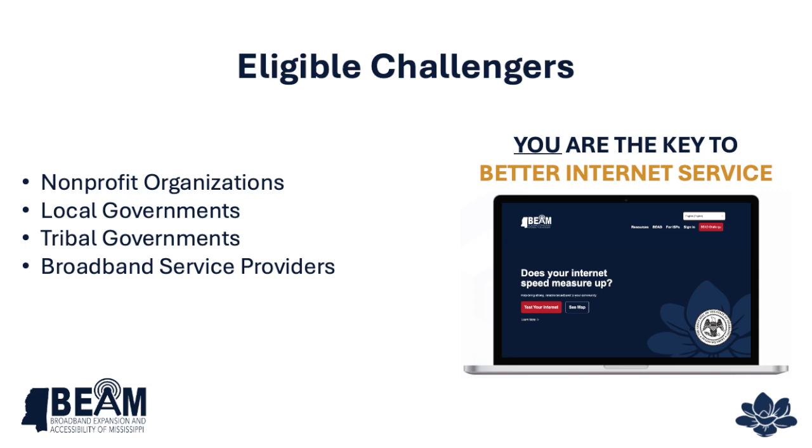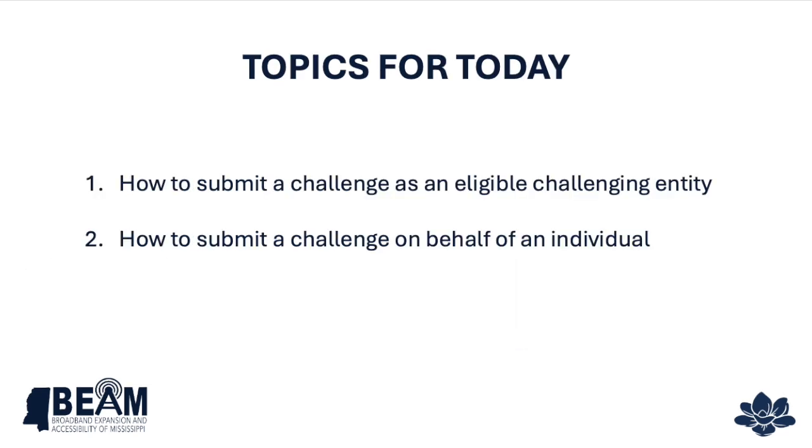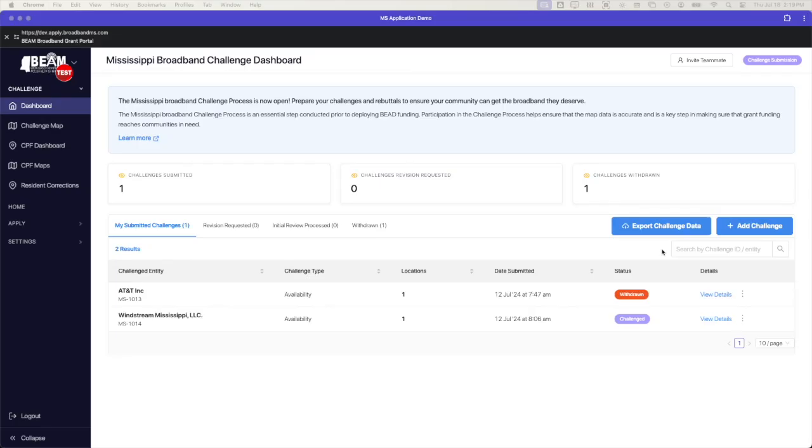Thank you, Sally. So we're going to be covering two things today. We're going to be showing how an eligible challenging entity submits a challenge. We're also going to be demonstrating how, if you've opted into resident corrections, you can submit their evidence. To start, when the challenge process opens, you'll see in the top right corner this purple indicator that is telling you that we are in the challenge submission phase.